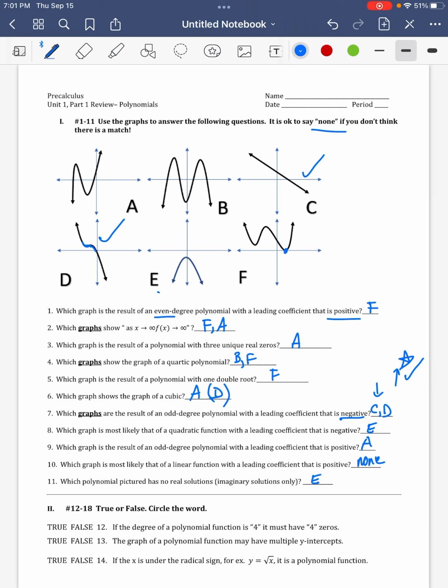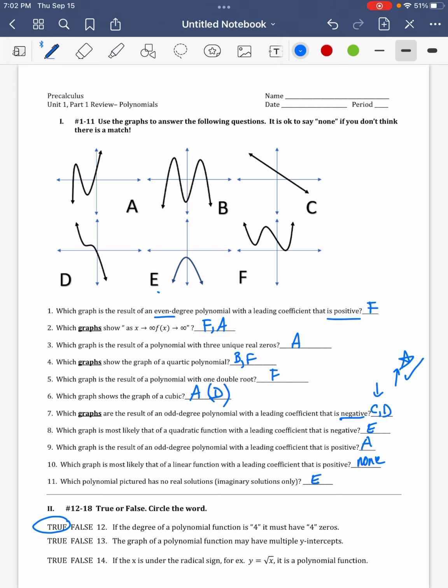All right, so in the bottom part, some true-false situations. Just be careful not to read too much into these and psych yourself out. If the degree of a polynomial function is 4, it must have 4 zeros. On the answer key, I said false, but now that I'm thinking again, that's true. So yes, it has 4 zeros. I was thinking you had to have all real zeros, and so that's not true. They could be some imaginary, some real. But yes, they're all called zeros, even if they are imaginary. So if it's x to the 4th, there's 4 answers, basically.